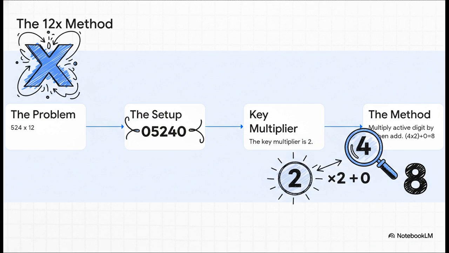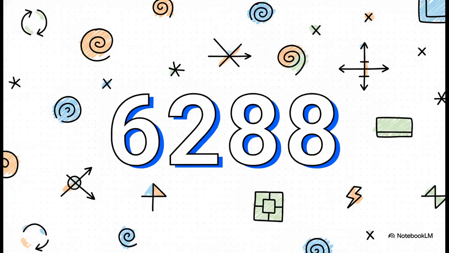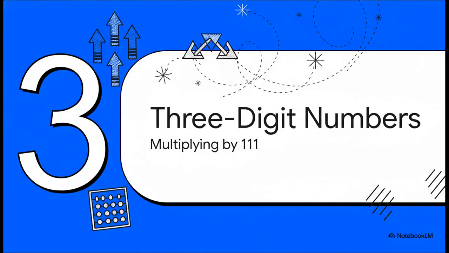Our key multiplier is, of course, 2. So for that very first step, we take our active digit, 4, multiply it by 2 to get 8, and then add its right neighbor, which is 0. So the first digit of our answer is 8. And we just repeat that exact process, moving left. The next step would be, let's see, 2 times 2 plus its neighbor, 4, which gives us 8 again. Following that same rhythm all the way across gives us our final answer, 6,288. See? It's the same simple pattern, just with one extra little multiplication. You're totally getting the hang of this.